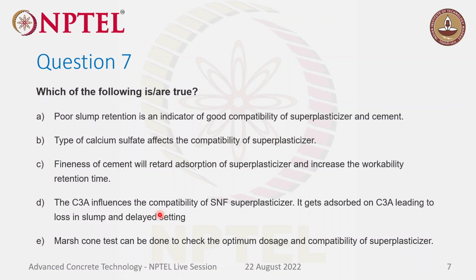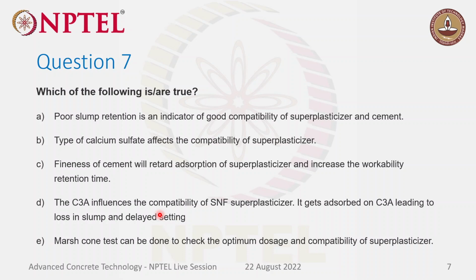Coming to option A, poor slump retention is an indicator of good compatibility of superplasticizer and cement. So when you say it as a poor slump retention, if there is a good compatibility between superplasticizer and cement, do you say it as a poor slump retention? So if there is a good compatibility between SP and cement, how will it be indicated? Will there be poor slump retention as an indicator?